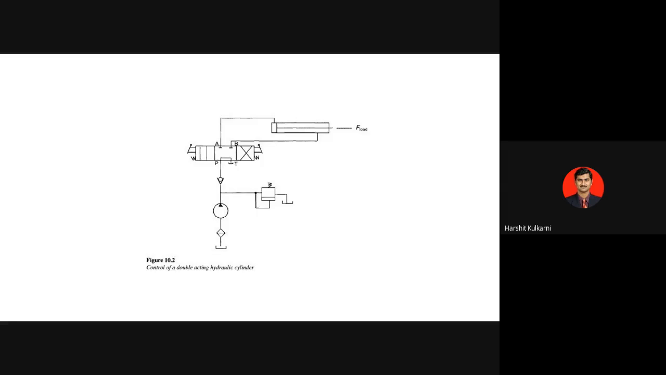But how is the actuation here? Can you see both the sides what are there? Manual levers are there. So you can name this DCV as 4 by 3 spring centered manually actuated directional control valve. Is it clear? Okay.